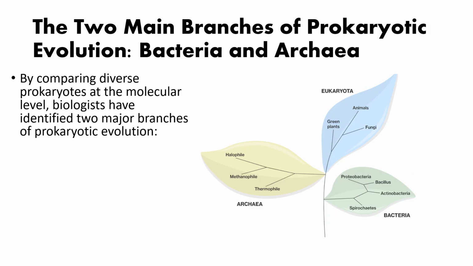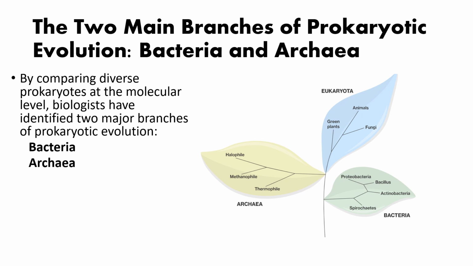So we are now going to talk a little bit more about the diversity of the prokaryotic branches, and then we will talk about our next group, which is going to be our first eukaryotic group that we're going to talk about. When you look at the prokaryotes on a molecular level, looking at the actual genomes, there are two major branches of prokaryotic evolution. These include bacteria and archaea.